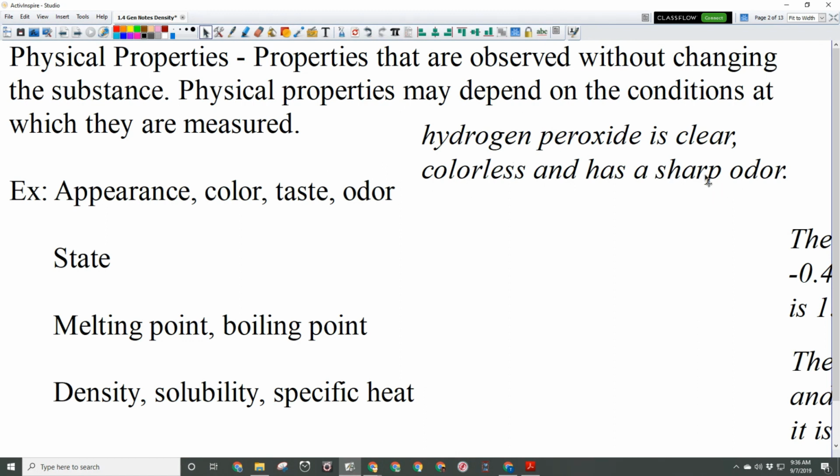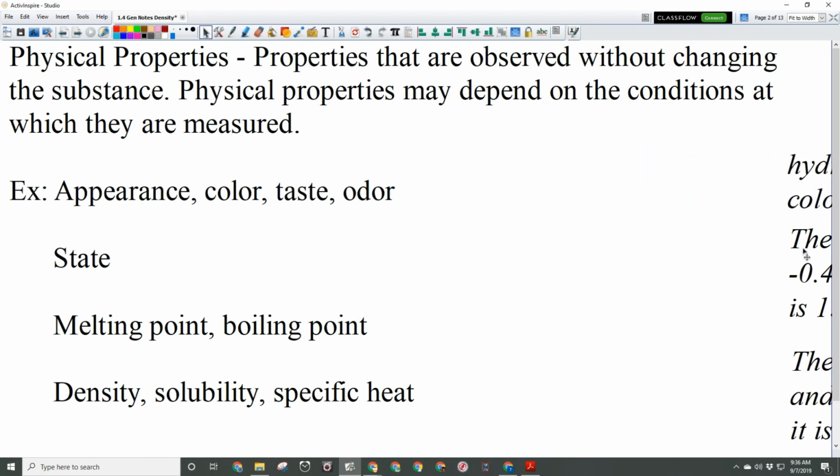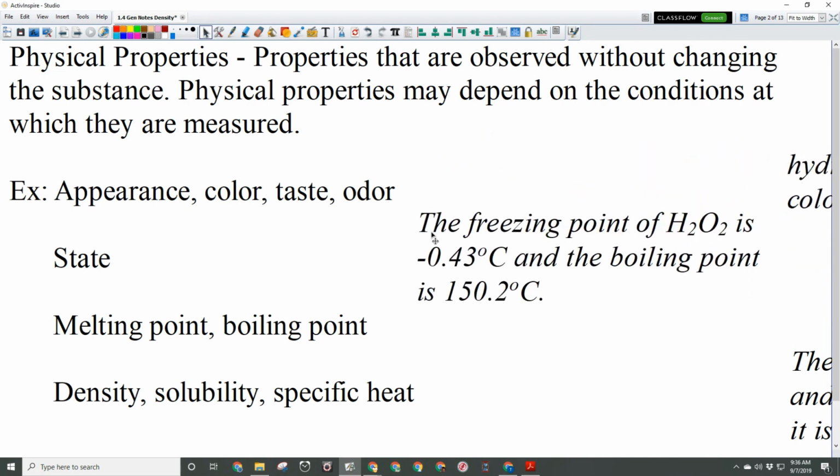Odor, sharp odor. All right, so we're talking about physical properties. Also, the freezing point. So we're talking about melting points and boiling point. The freezing point of hydrogen peroxide is negative 0.43 degrees Celsius. And the boiling point is 150.2 degrees Celsius.